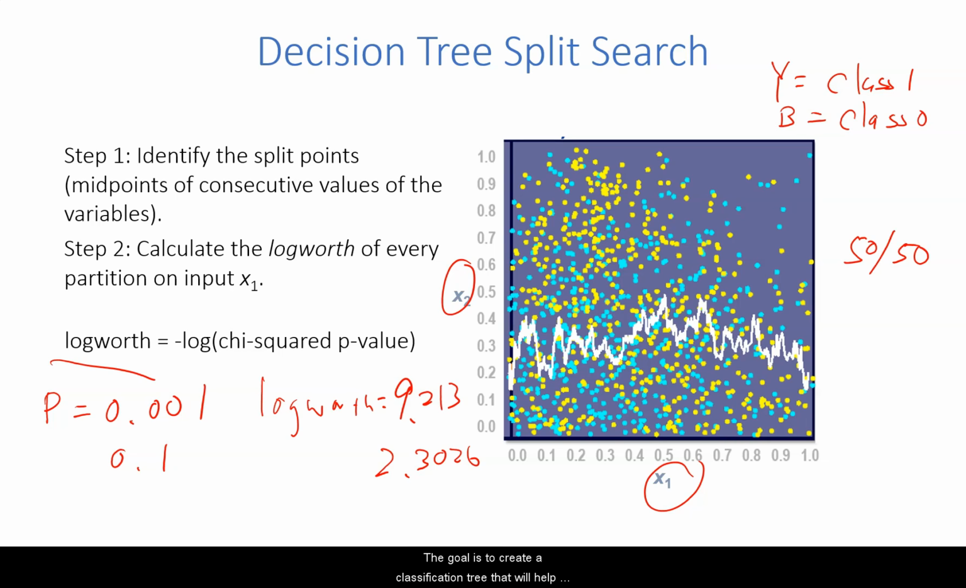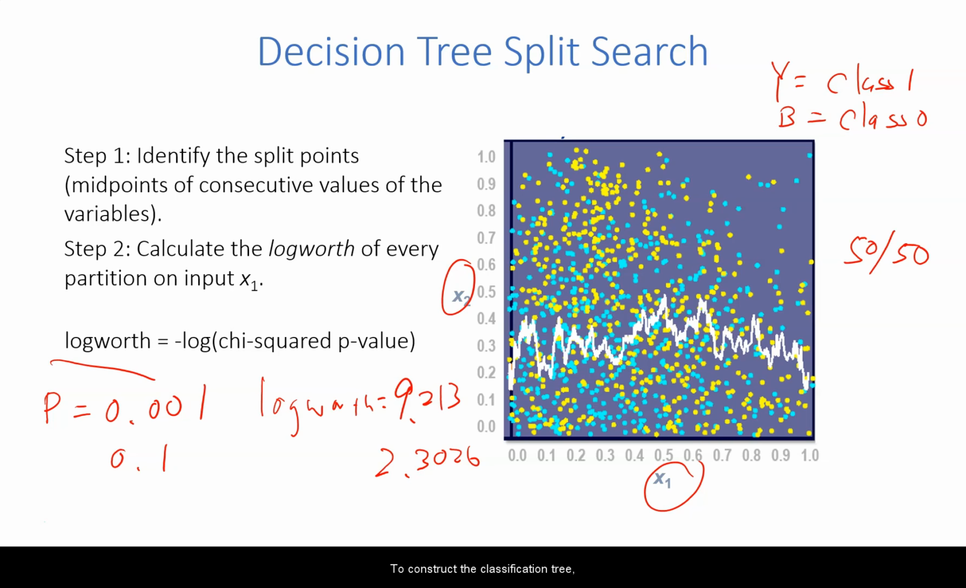The goal is to create a classification tree that will help us classify future cases into either the yellow or the blue class. This would be difficult to do with a traditional statistics technique such as logistic regression, as the data does not follow a very clear pattern. Data-driven techniques such as decision trees tend to perform better in these situations.